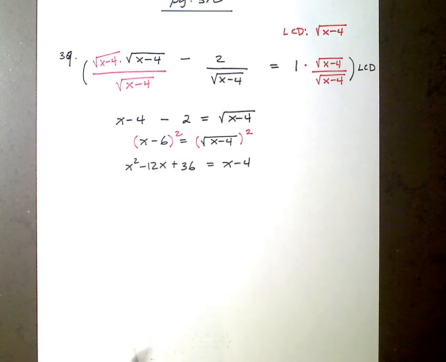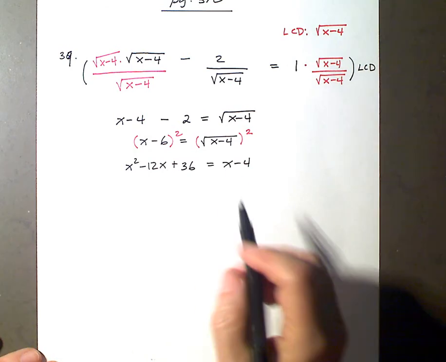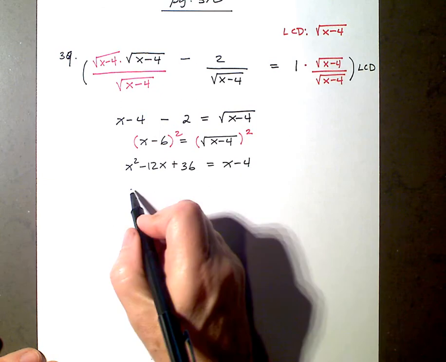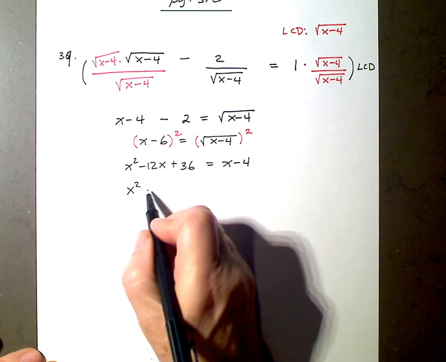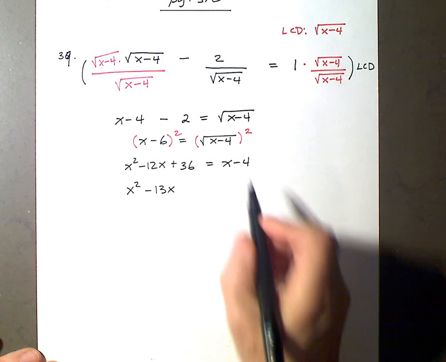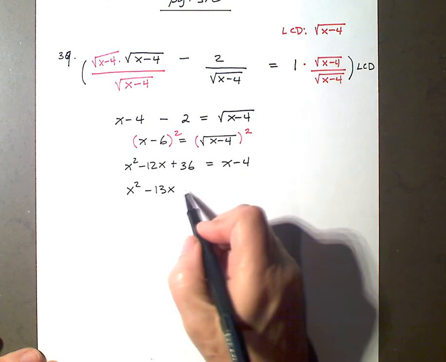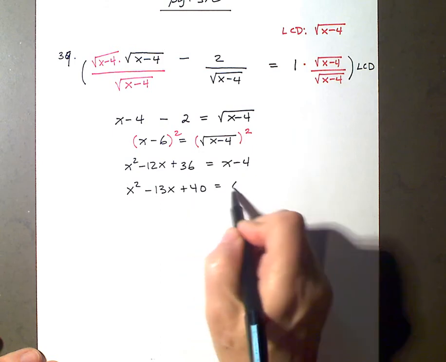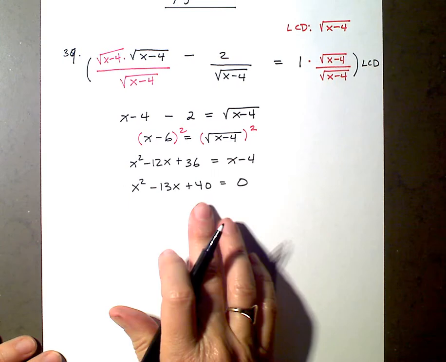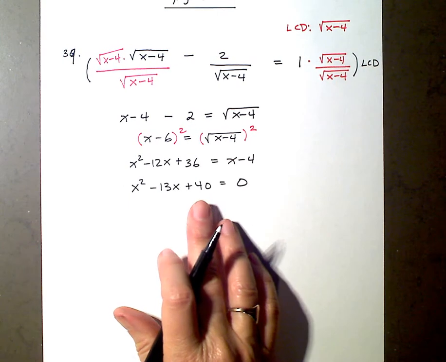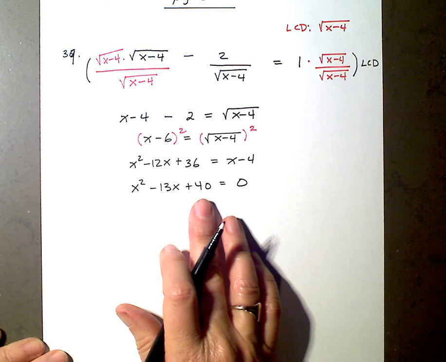I'll get it in standard form. Actually, I'm going to subtract x from both sides. So minus 13x. Well, no, I'll just go ahead and add 4. Okay, now I can't factor, actually I can. It factors to 8 and 5. So I think I'll go ahead and do that.